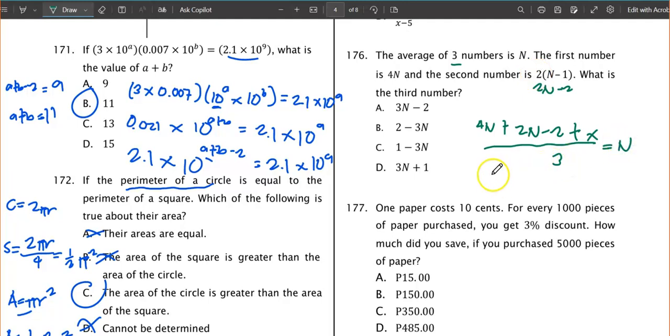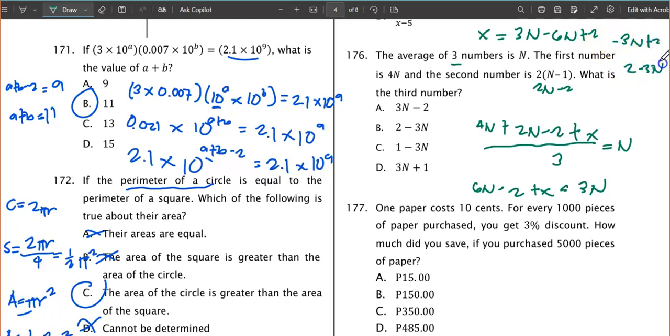When you simplify all together, this is 6n. We have 6n minus 2 plus x equals 3n. And then when we solve for x, x equals 3n minus 6n plus 2. Or we simplify, this is just negative 3n plus 2, or 2 minus 3n, which is letter B in our choices.